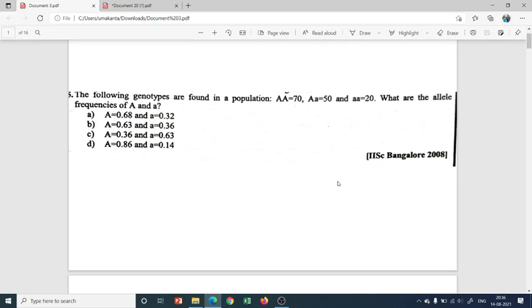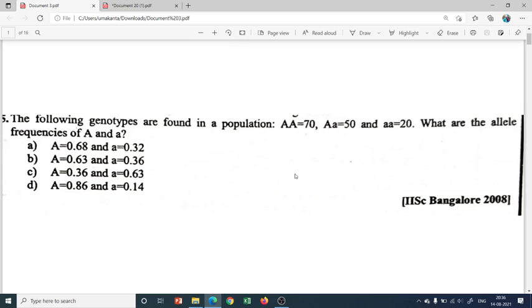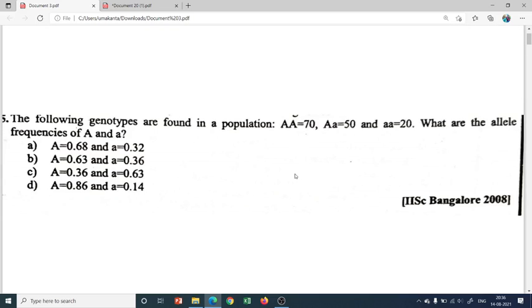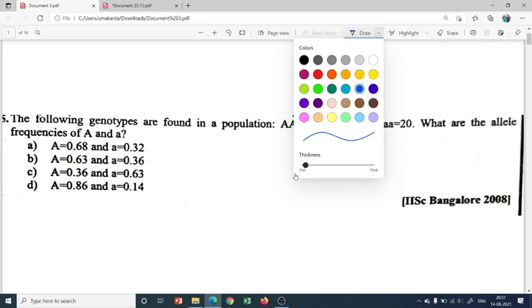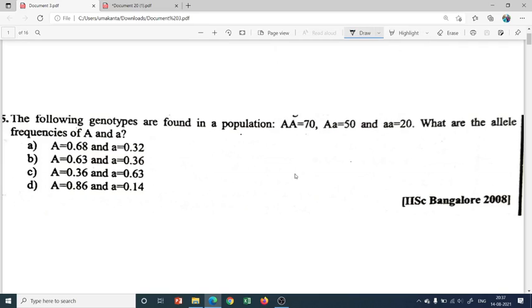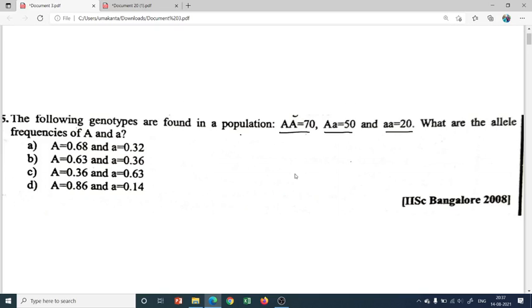It is a very interesting question from the Hardy-Weinberg principle. According to the question, it is given that capital A is 70, capital A small a is 50, and small a is 20. It is asking the frequency of capital A and small a.